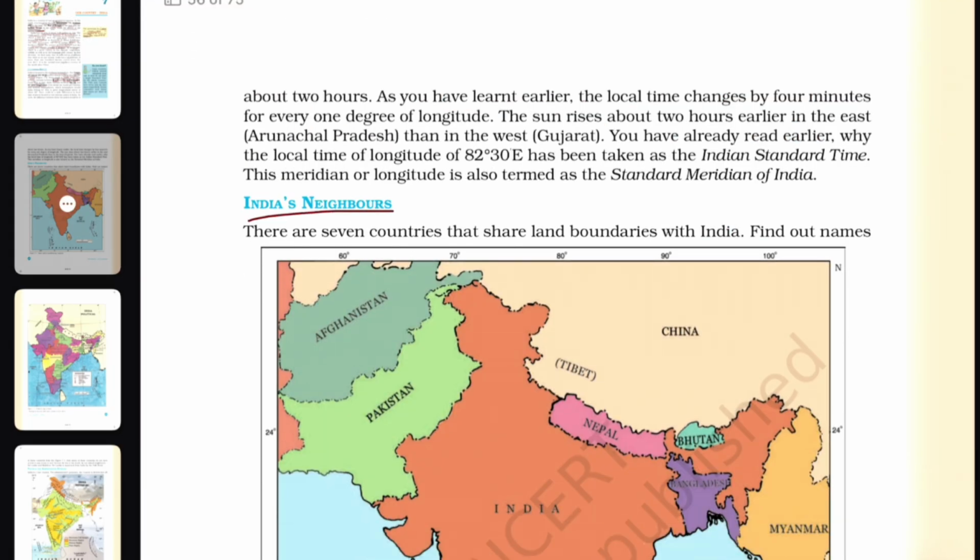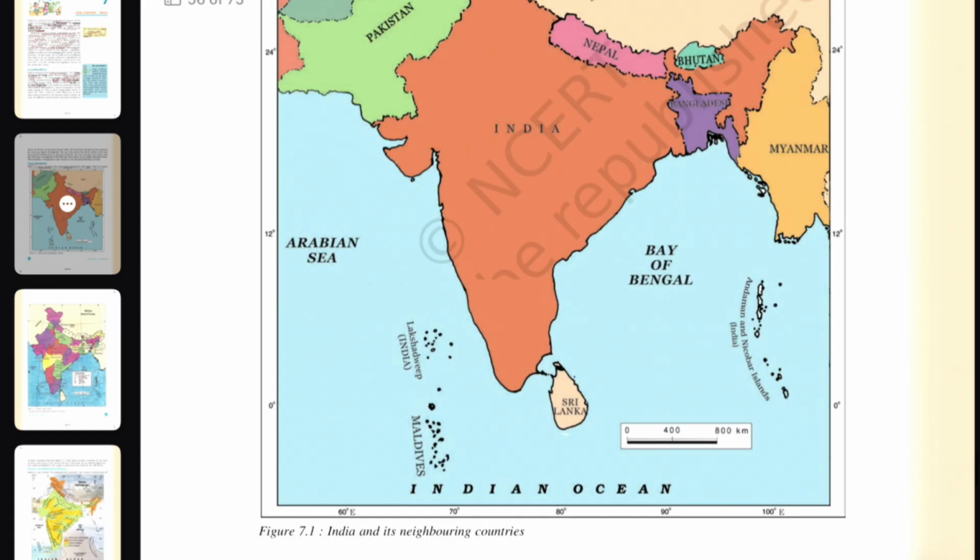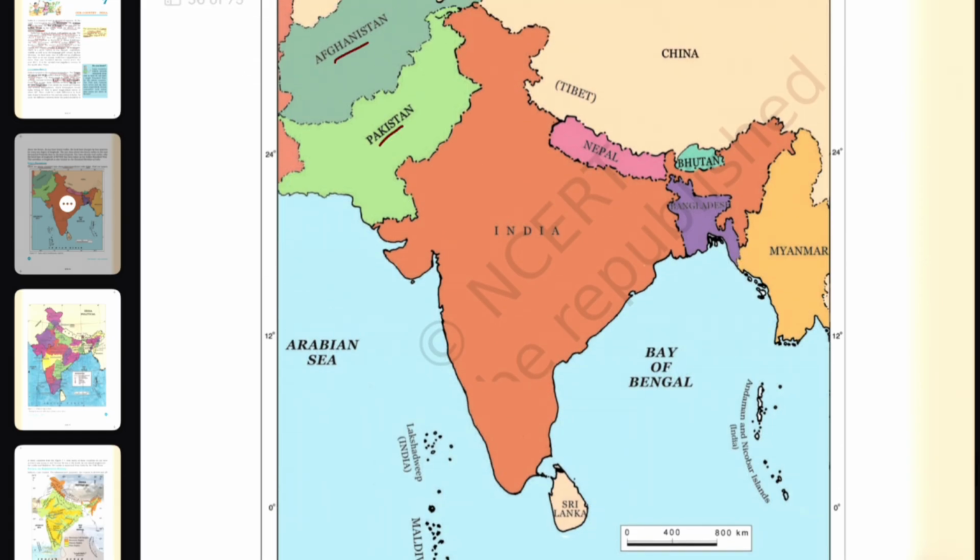India's neighbors. So there are majorly 7 countries that share land boundaries with India. So what are those countries? First one is Pakistan, then Afghanistan, then Nepal, then Bhutan, then China, Bangladesh, and then Myanmar. Okay, these are the 7 countries which share boundaries and are the neighbors of our country, India.